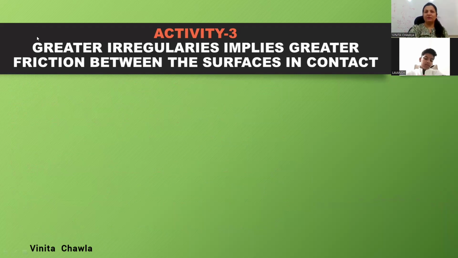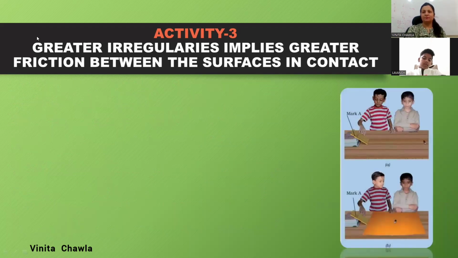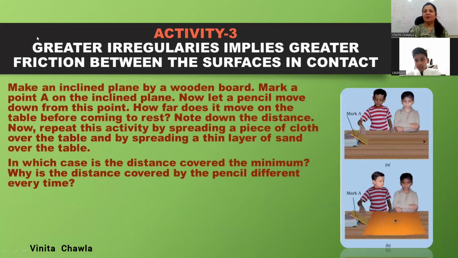Now we have another activity. Greater irregularities imply greater friction between the surfaces in contact. It is based on this. Look at this. Make an inclined plane with a wooden board. Mark a point A on the inclined plane. You can see that we have a wooden board here and we have marked a point A on the inclined plane. This is point A.